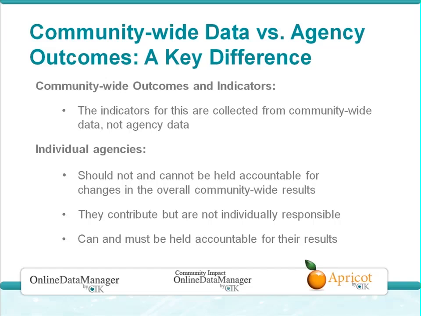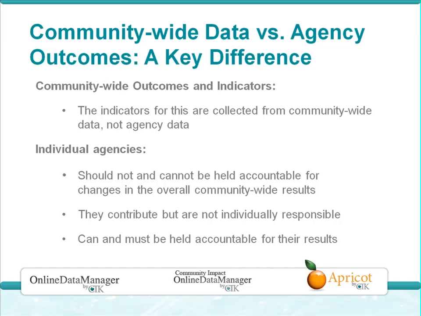Individual agencies, the programs and services we fund, should not and cannot be held accountable for changes in the overall community-wide results individually. They contribute, but they're not individually responsible. But individual agencies, the programs and services we fund, can and must be held accountable for their results. And that's why this becomes so important as we move forward using technology and outcome-based funding, is to make sure that we are holding agencies accountable.